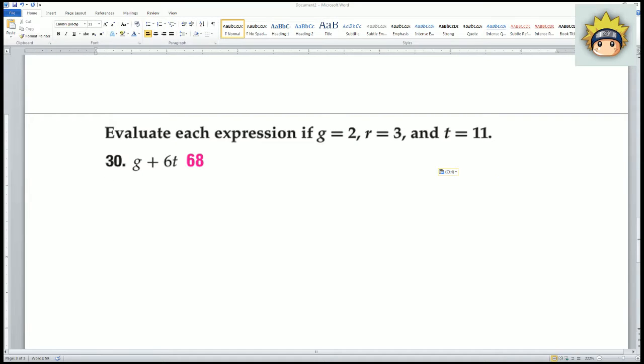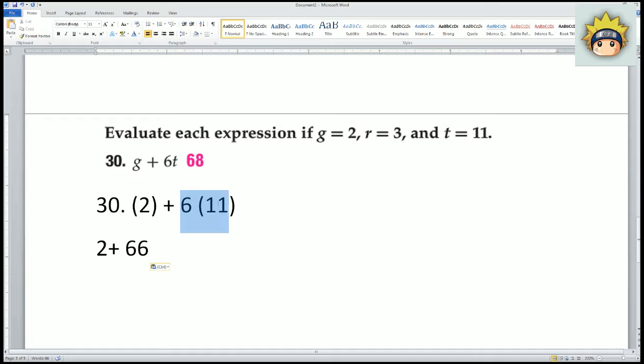So for g, when we plug in 2, it becomes 2 plus 6. For t, we put in 11. So it should look like this. The 2 here goes into the g as the substitute, and the 11 goes in for t right here. Next, we do the multiplication. 6 times 11 is 66. Then we do the addition together. It gets you 68.